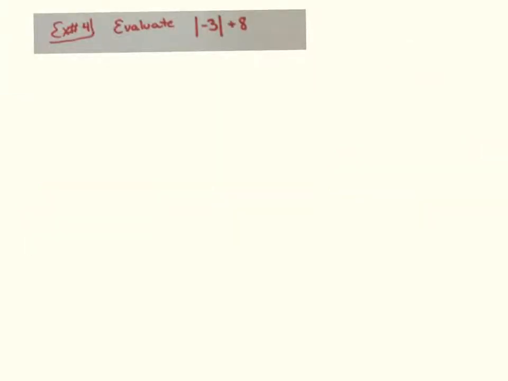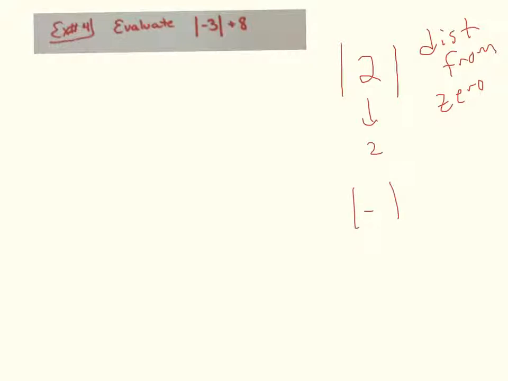Example 4 is going to have multiple absolute value problems with it, and anytime you have the absolute value of, say, a number, let me do 2. Absolute value means distance from 0. So how many units is 2 away from 0? The answer is 2. If I had a negative number in there, how many units is negative 2 away from 0? The answer is also 2. So basically with absolute values, you just change the number to positive if it's negative. If it's positive, you just keep it positive. But remember, it does mean a distance away from 0.